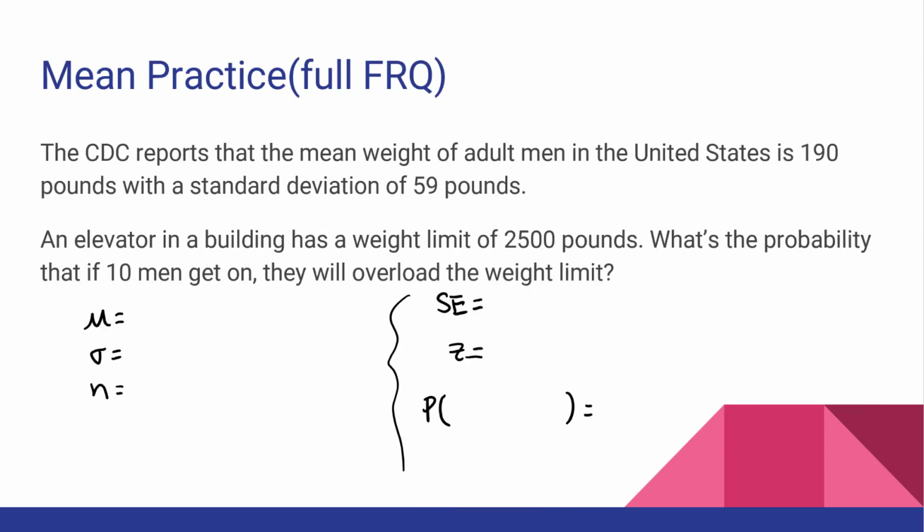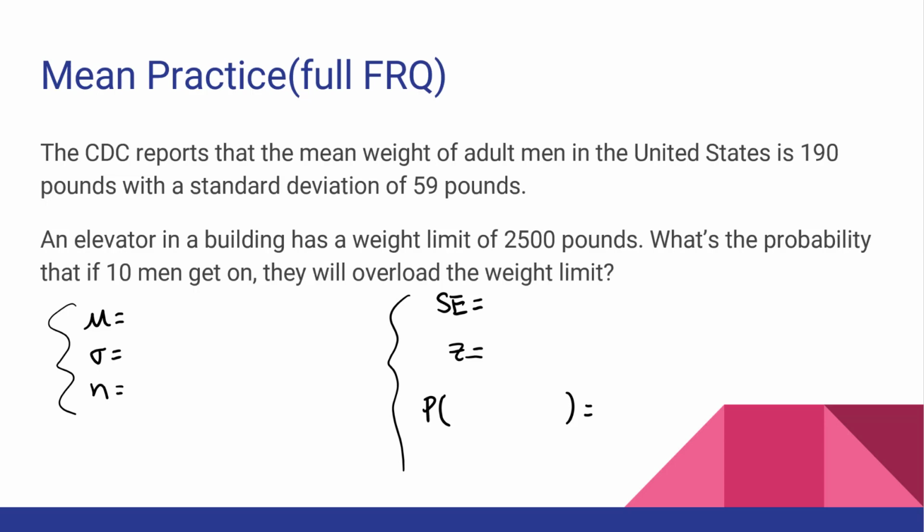Last question, I promise. I know this is a long unit, it's a big concept. So the CDC reports that the mean weight of adult men in the United States is 190 pounds with a standard deviation of 59 pounds. An elevator in a building has a weight limit of 2,500 pounds. What's the probability that if 10 men get on, they will overload the weight limit? So first we have to find our population parameters.